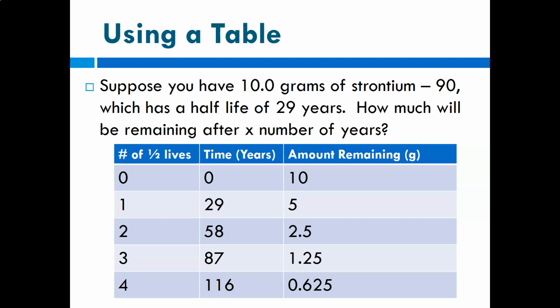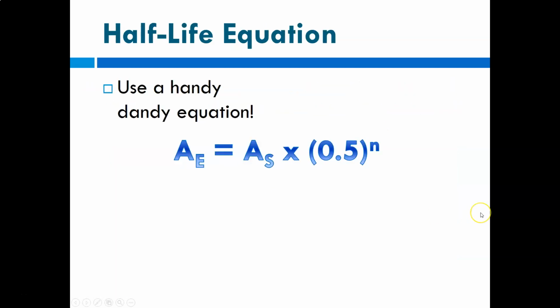If we wanted to calculate the amount left when we don't have access to a graph or we don't have access to a chart, or maybe we want to know how much has passed after 1.3 half-lives or 3.04 half-lives, then there's an equation that we can use instead. The equation looks a little complicated. We have some subscripts, we have some exponents. Let's walk through and take a look.